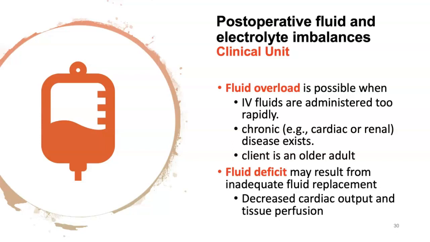In the postoperative unit, if we look at the cardiovascular system, the postoperative fluid and electrolyte imbalances are contributing factors to alterations in cardiovascular function. Fluid overload may occur when IV fluids are administered too rapidly, when chronic disease such as cardiac or renal disease exists, or when the patient is an older adult. Fluid deficit may result from inadequate fluid replacement, and you'll get decreased cardiac output and tissue perfusion.